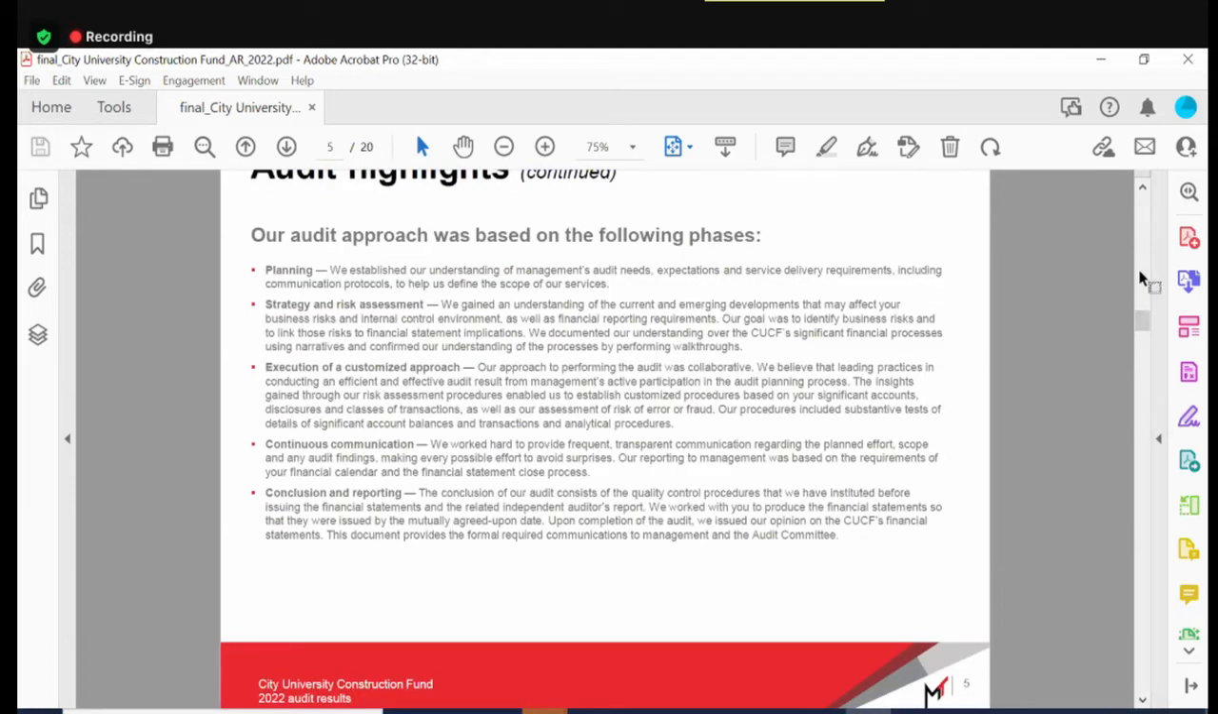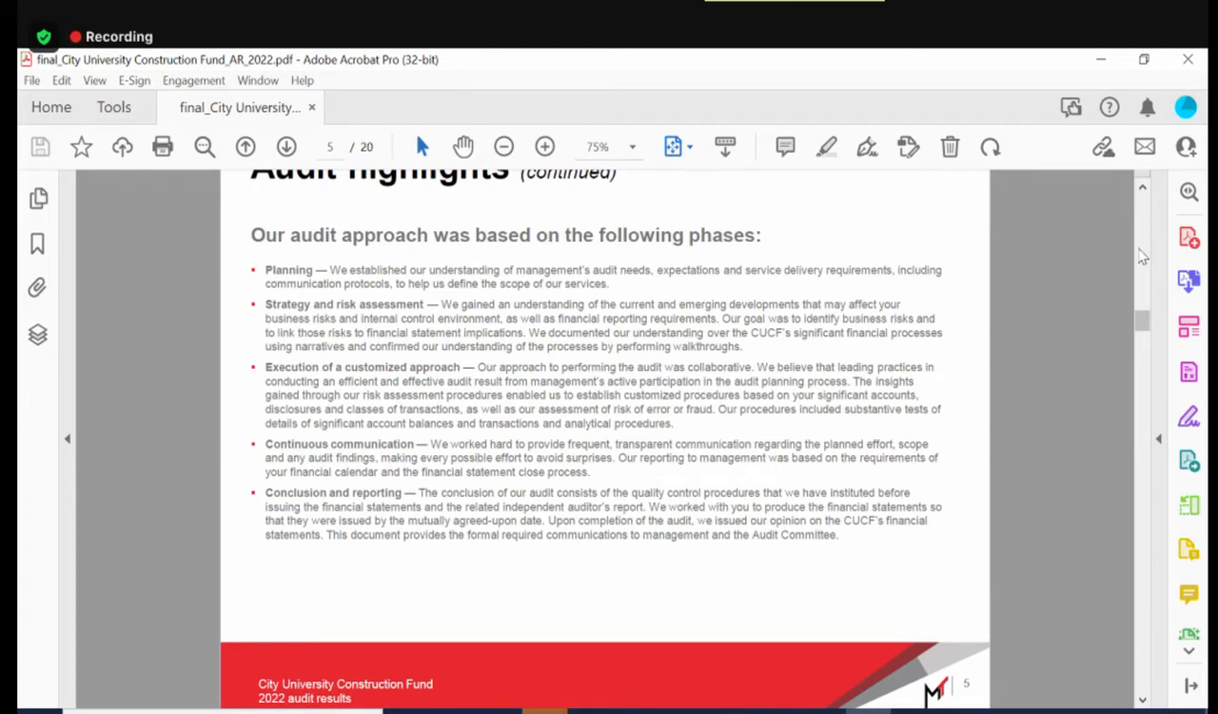So this is kind of a summary of our audit approach. We go through a few different phases, beginning with planning, where we really update our understanding of the systems, the processes, the controls, and then go through a strategy and risk assessment process. And that's really ongoing throughout the audit. Based on our risk assessment, we develop our audit approach.